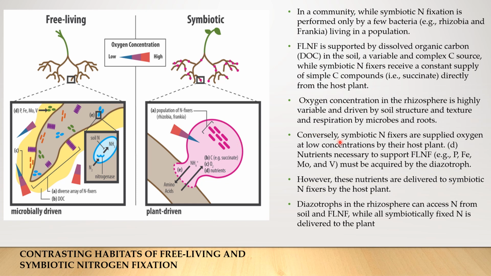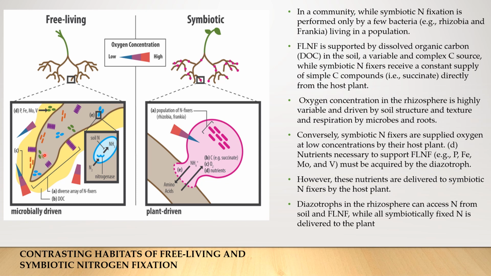The oxygen concentration in the rhizosphere is highly variable, and it depends upon the soil's structure or texture. For example, clay soils are quite compact, so less oxygen will be there. But if it's a sandy soil or some pore size is there, some red soils and all, the texture varies, and it decides the oxygen concentration within the soil. Symbiotic nitrogen fixers are supplied with oxygen at very low concentration by the plants itself, because they are present in the root nodules.